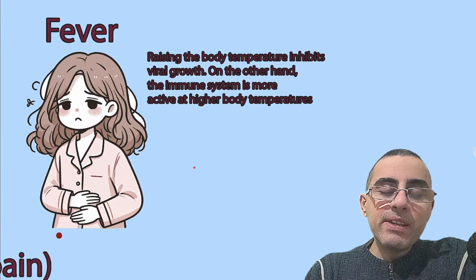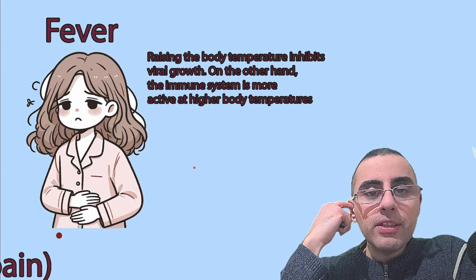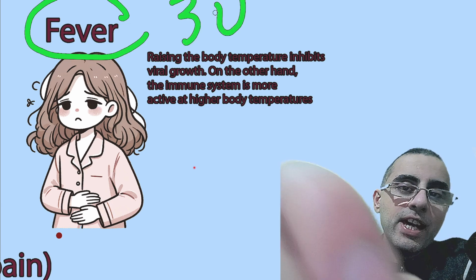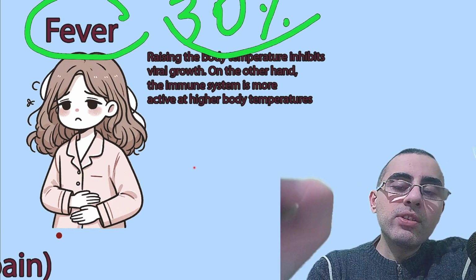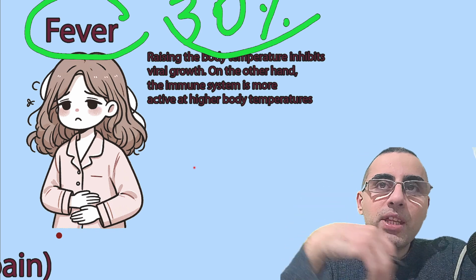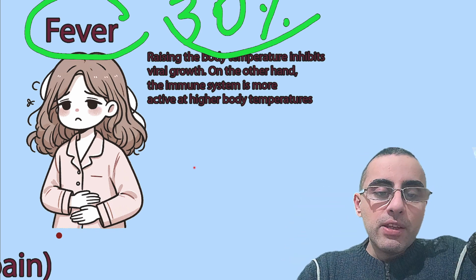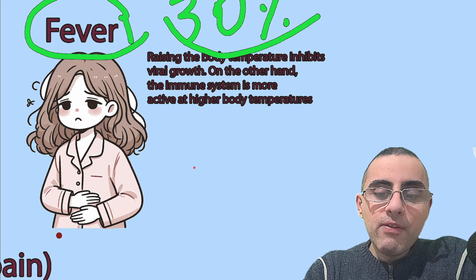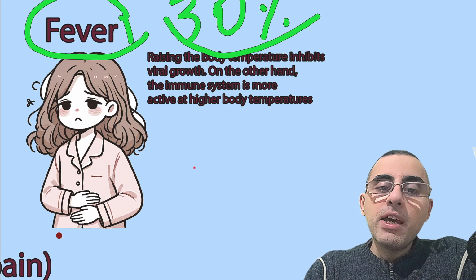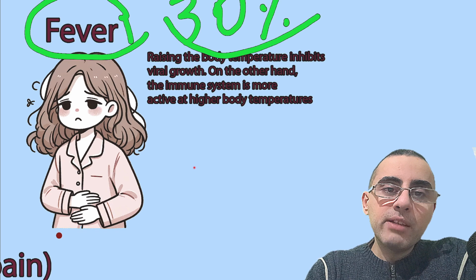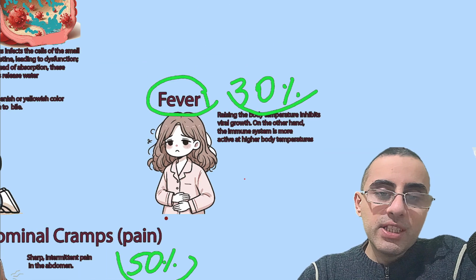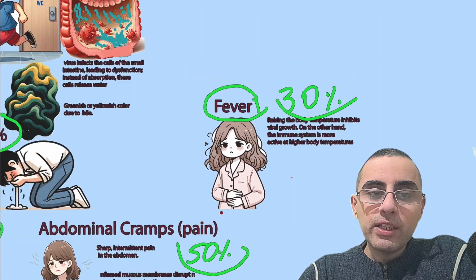And the fifth most important symptom is fever. Fever is present in around 30% of cases. So fever is not the most common symptom, but it sometimes happens, especially if the viral infection is more severe. And why is fever important? Because fever creates an unfavorable environment for viral and bacterial growth, and fever also stimulates the immune system. That's why fever is important.